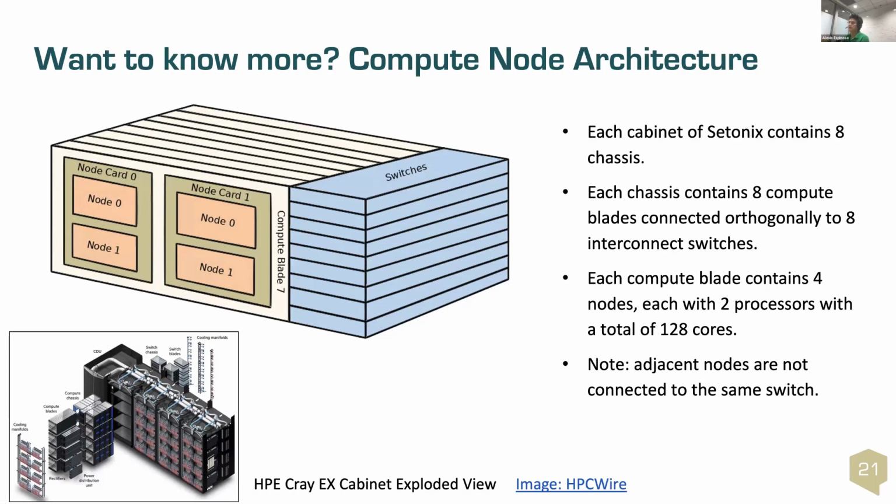And then all the connection via the switches that connects all the blades, and then all the nodes in this block, and then the rest of the cables. So the information saying here is each cabinet of Setonix has 8 chassis. Each chassis has 8 compute blades connected orthogonally, as I said, and each of the blades has 4 nodes, and each of the nodes has 2 processors, 2 AMD Zen 3 processors with 64 cores each.